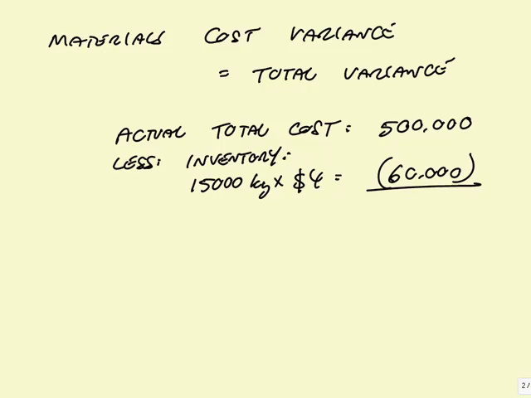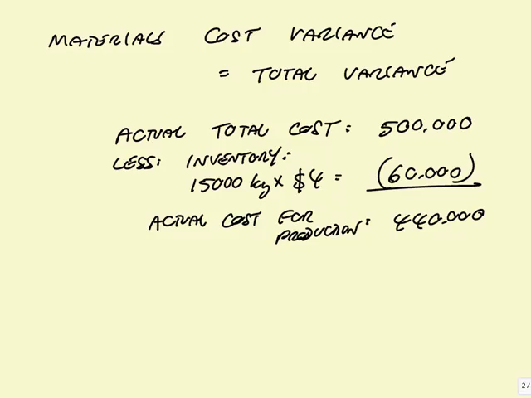And therefore, surely the actual cost of what we used in production is 440. Well, that's what we actually spent on production. Hello, Yelena. To get the total variance, simply compare with the standard cost of the actual production.